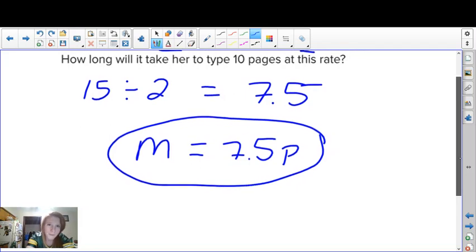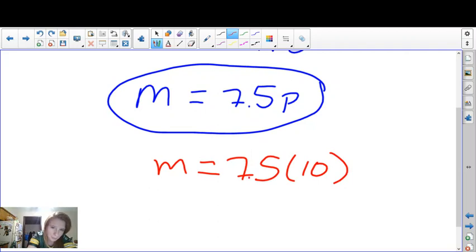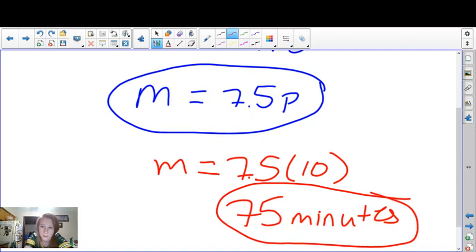Next, it asks how long will it take her to type 10 pages. So I'm going to replace the P with 10. And my decimal place disappeared. 7.5 times 10 turns into 75. So it'll take her 75 minutes to type 10 pages, which is an hour and 15 minutes.